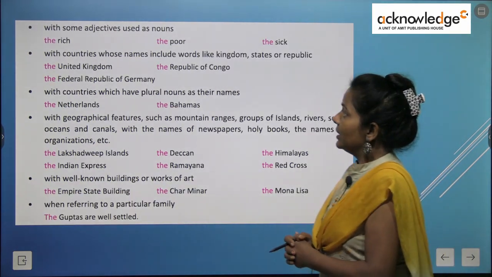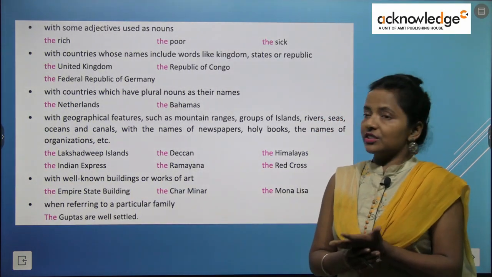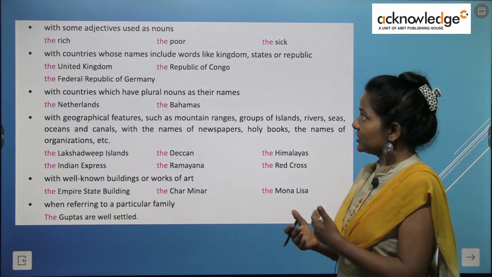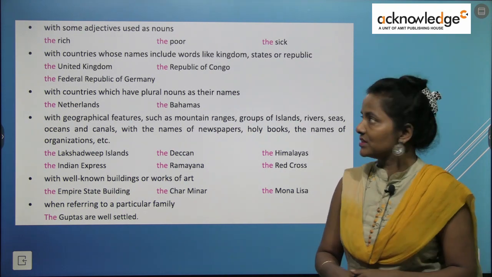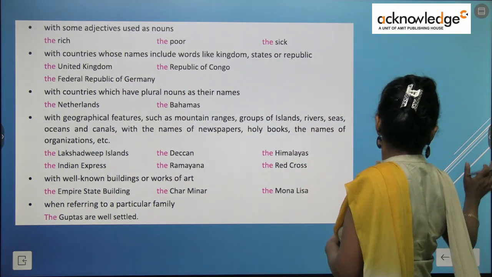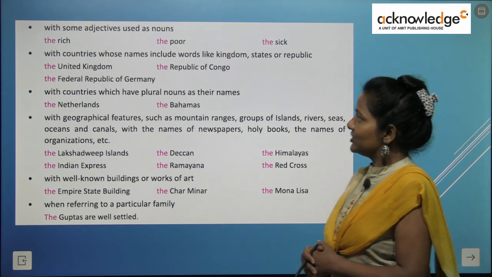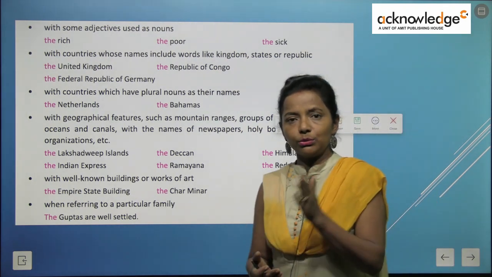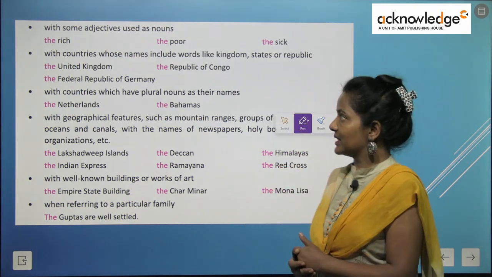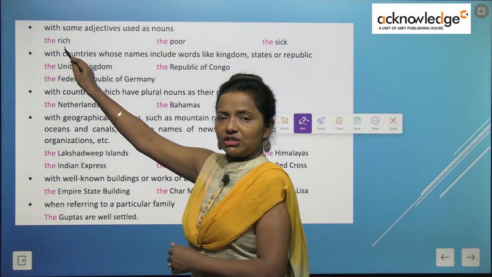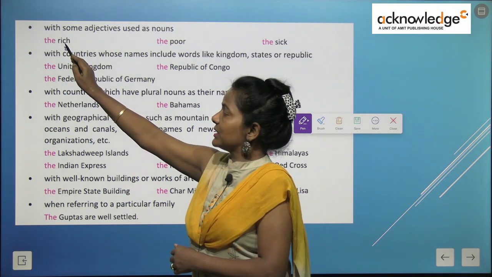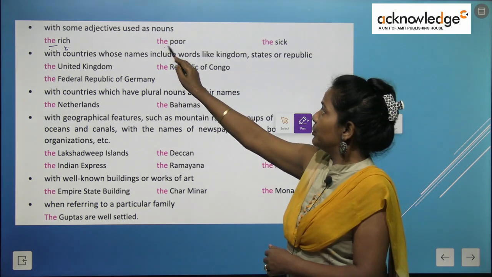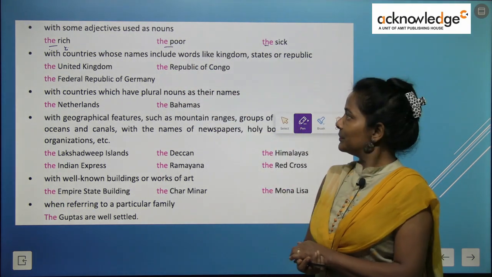Now, with some adjectives used as nouns. We can use the with some adjectives which are used as nouns. The rich. Now see here, there are some adjectives which we also use like nouns. The rich. Rich is an adjective and it has been used as a noun with the. So we are using the here. The rich, the poor, the sick.